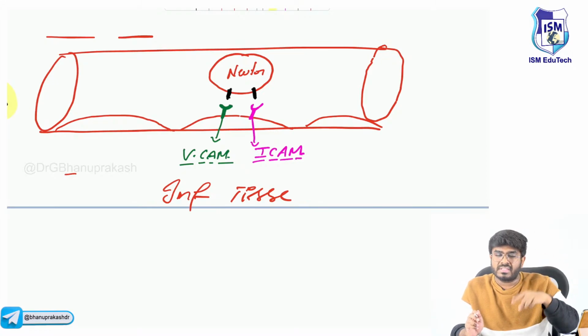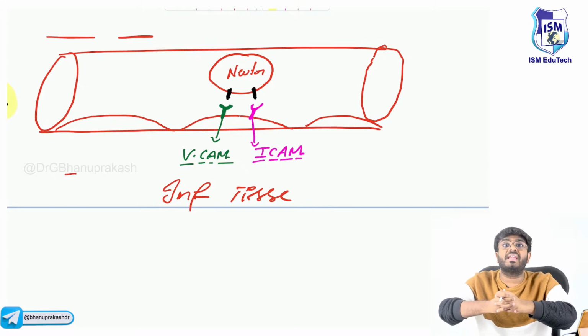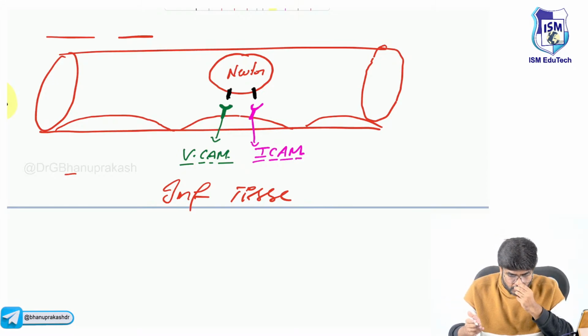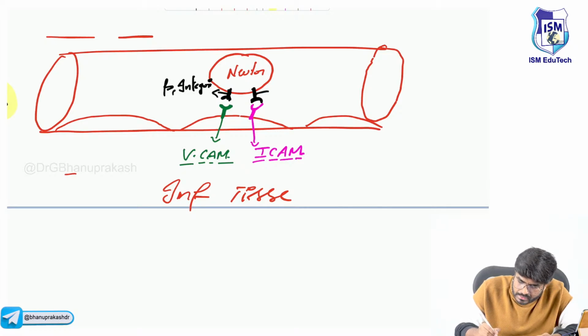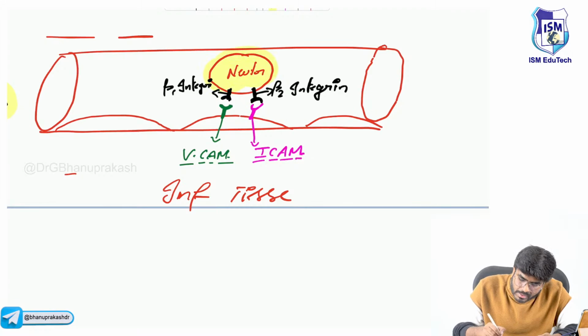Now, this is not rolling. This is tight bonding, adhesion. So which molecules are going to help in the adhesion? These black color molecules, do you know anyone? Beta 1, beta 2, integrins. So these black color molecules are integrins. This is beta 1 integrin. This is beta 2 integrin. So integrins are present where? On the neutrophils.